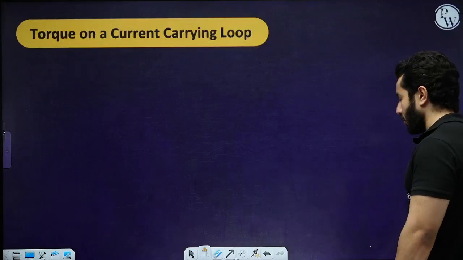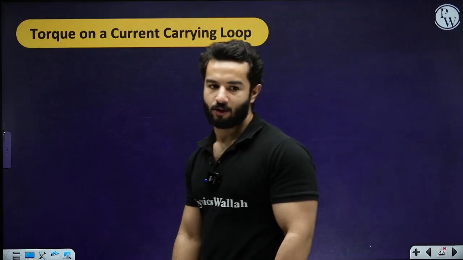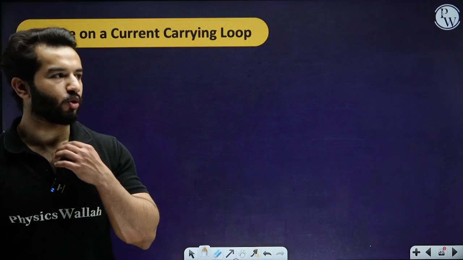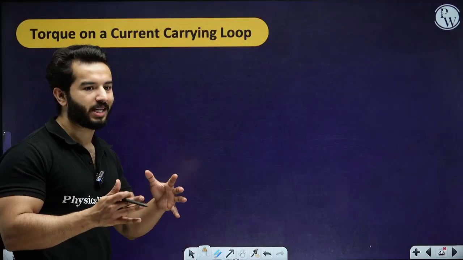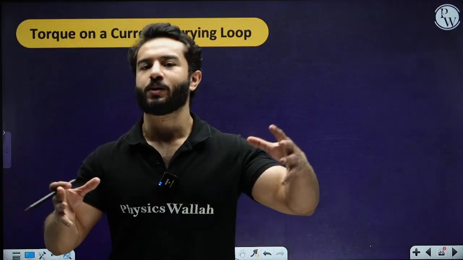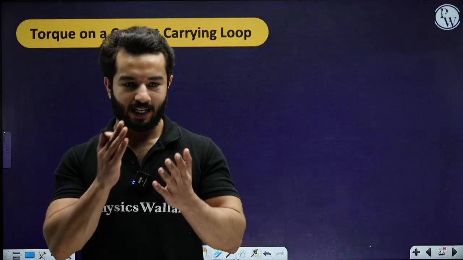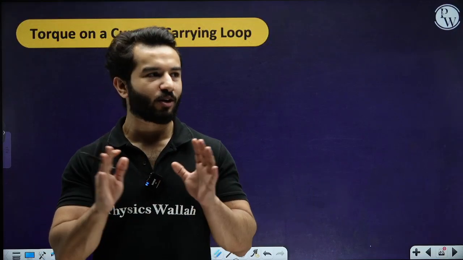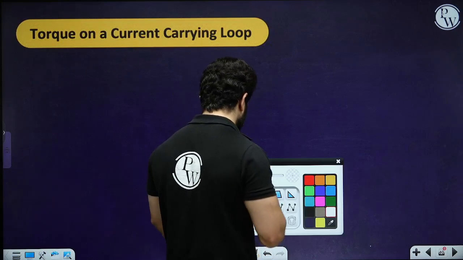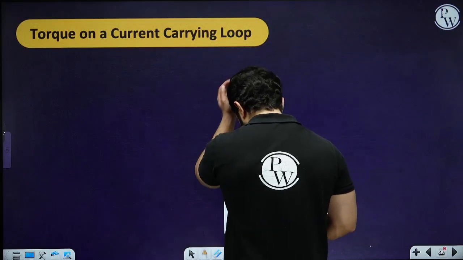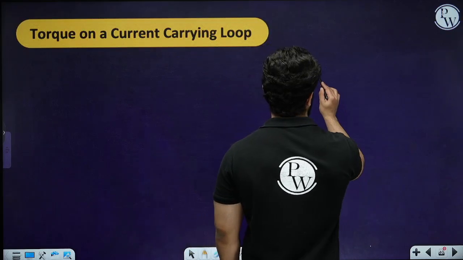Acha, now let's talk about torque on a current carrying loop. This is one of the last topics of this chapter. I have almost completed everything in these 2 hours. See, I don't want these one shots to be really long. I want that in 2 to 3 hours you can get almost everything from a particular chapter. Okay? So let's say dosto, we have got magnetic field over here, something like this.